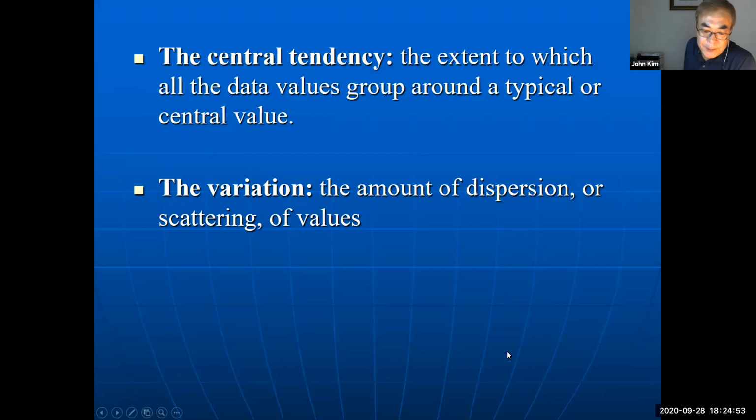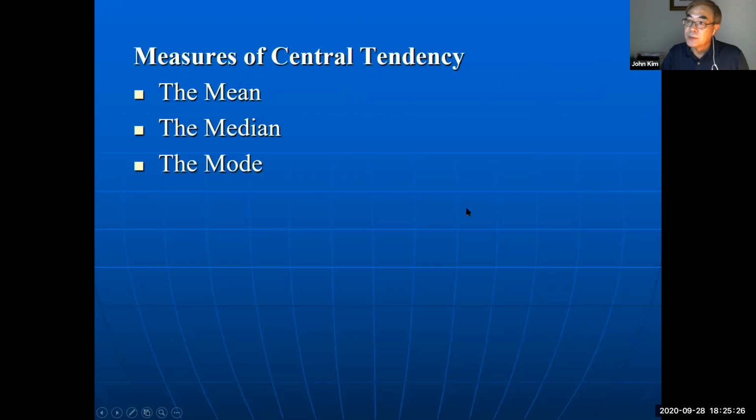Okay, when you describe data, two things usually: the central tendency and variation. Central tendency, we use many times like a mean. Mean means where the sample or population is most dense. And then the variation is how dispersed. So when you measure central tendency, we usually use the mean, average, median, and mode.